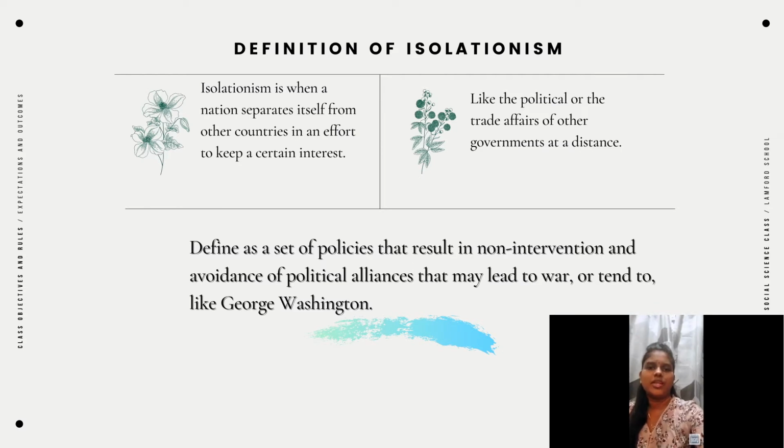Isolationism is defined as a set of policies that result in non-intervention and avoidance of political alliances that may lead to war, like George Washington's approach. Isolationism happens when a nation separates itself from other countries in an effort to keep certain interests, like the political or trade affairs of other governments, at a distance.